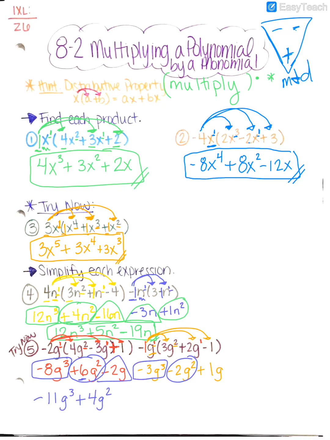And then the last one, I have negative 2g plus 1g. Here I have different signs as well, so I'm going to subtract. 2 minus 1 gives me 1. And I'm going to keep the sign with the bigger number. In this case, it's 2, so I'm going to go ahead and put a negative in the front. So that is my final answer, because I can no longer combine because of the powers. Everything is raised to a different power, so that would be my final answer.